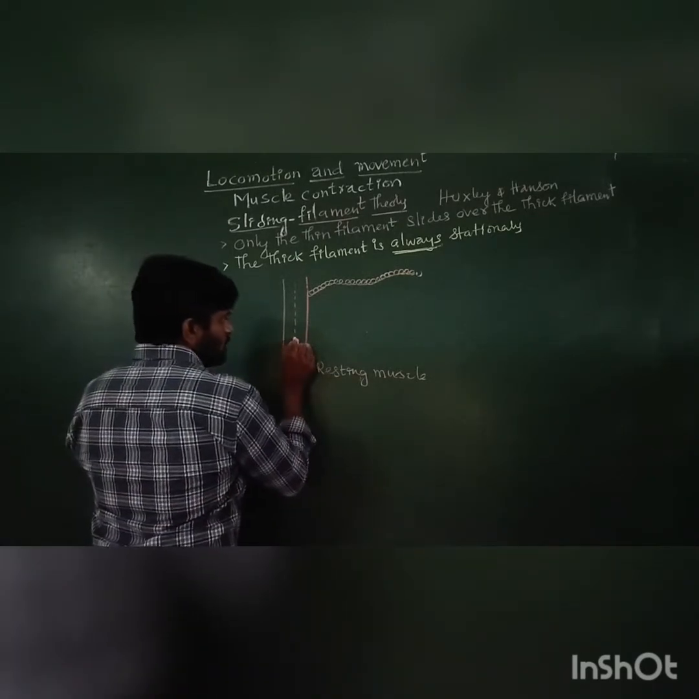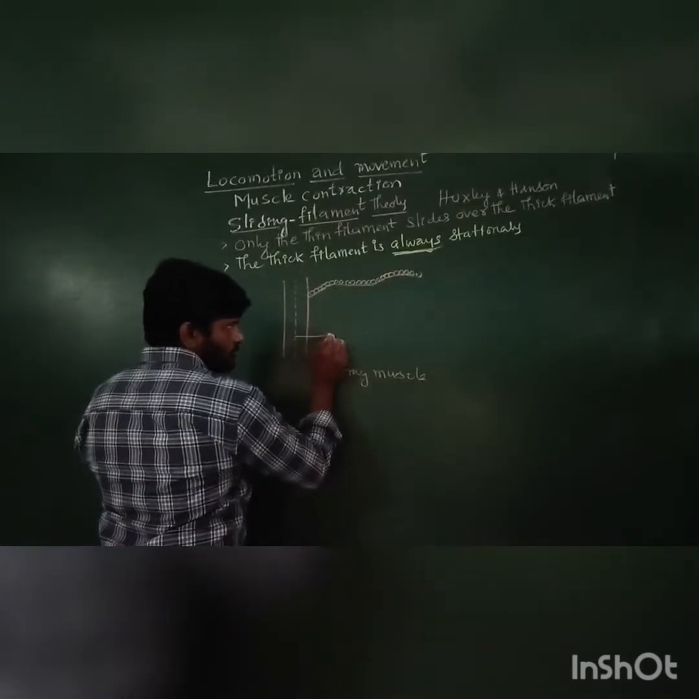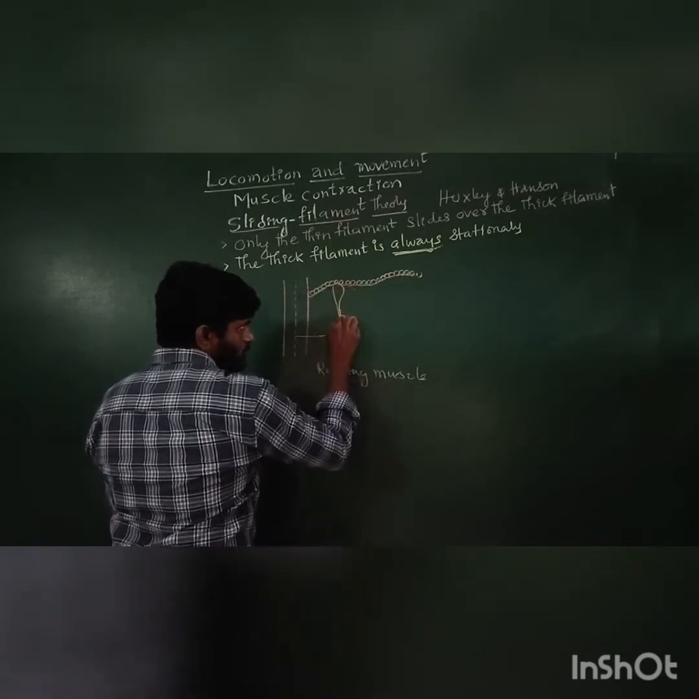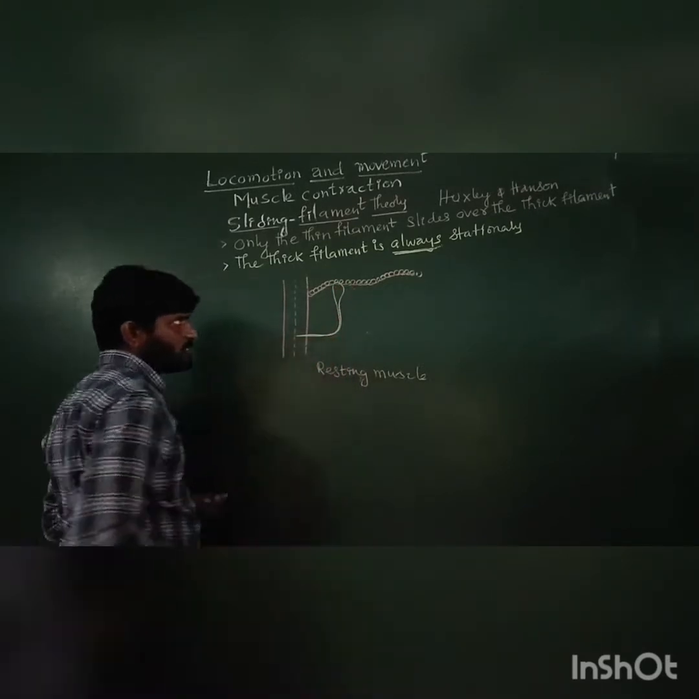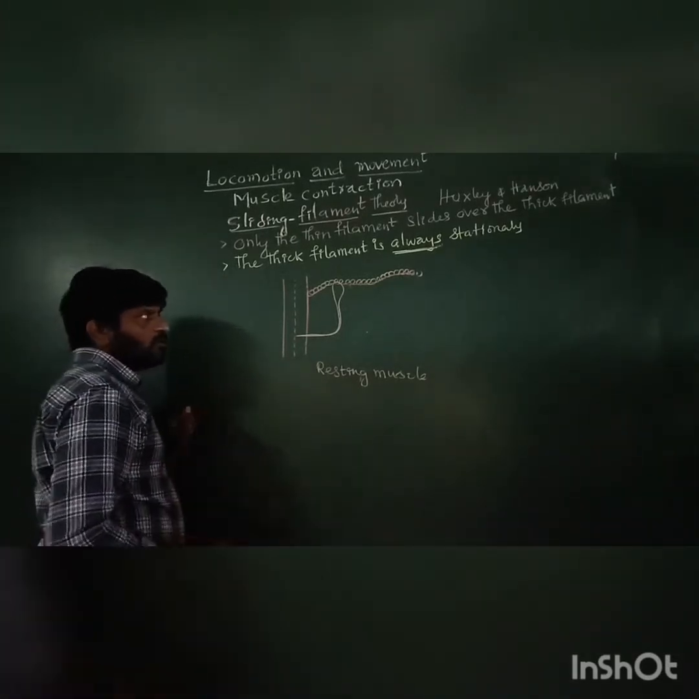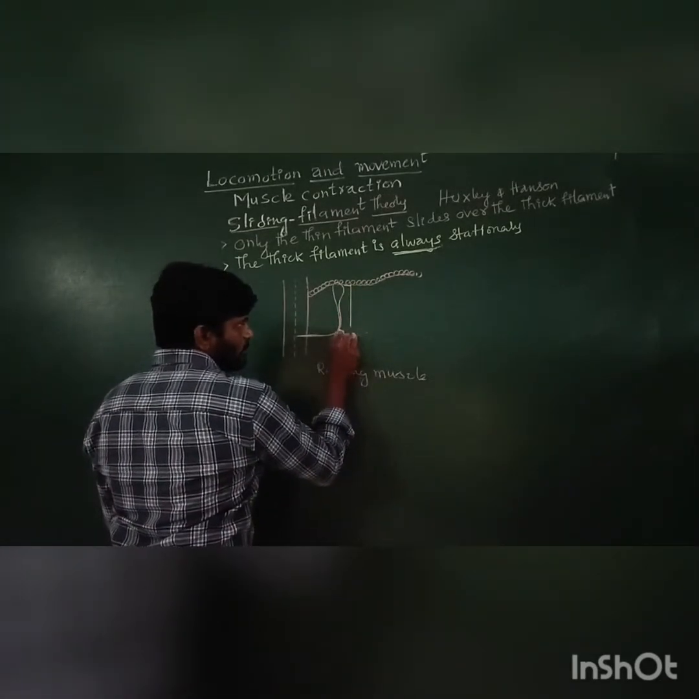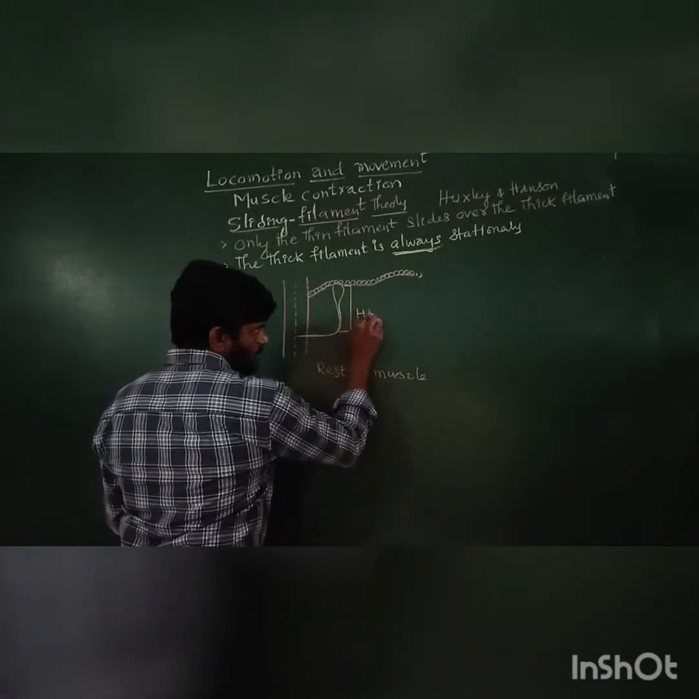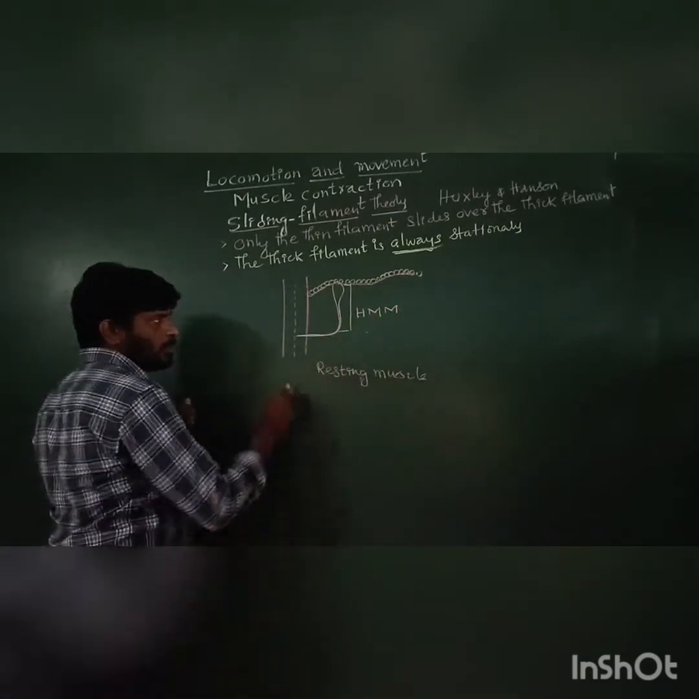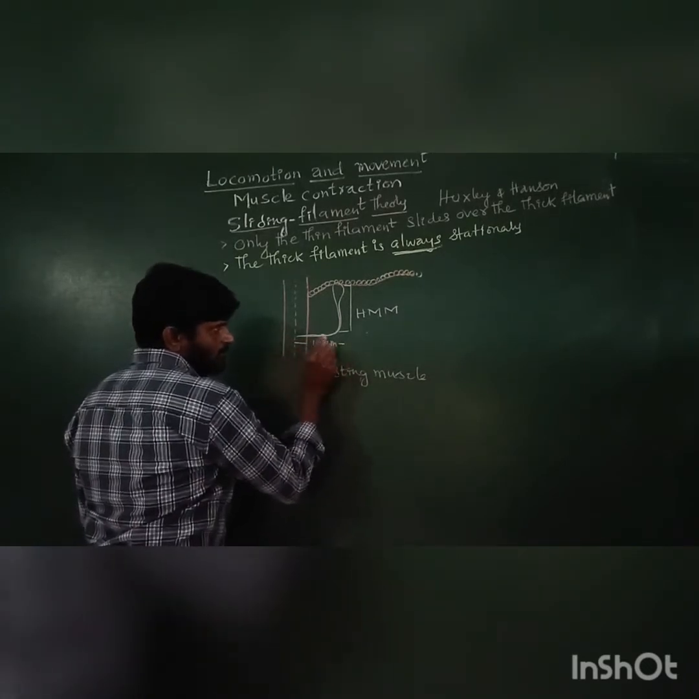This is the tail of the meromyosin, and the neck and head of the meromyosin. I explain one thing: meromyosin has two parts. This is the heavy meromyosin, HMM, and the tail forms the light meromyosin, LMM, which is the tail.